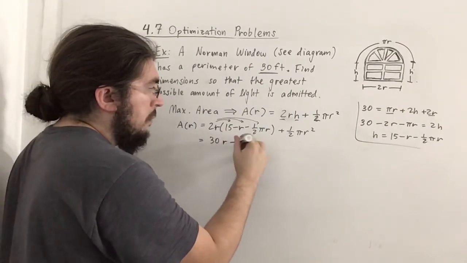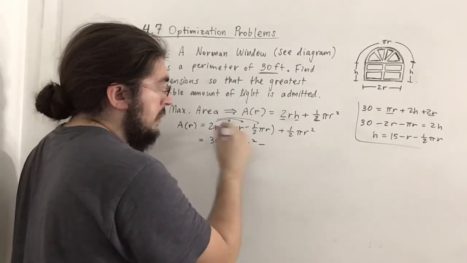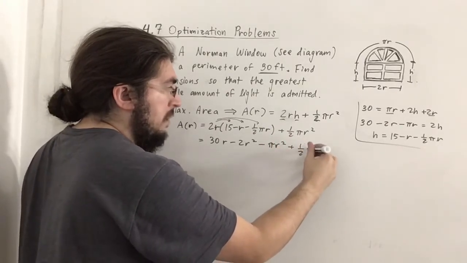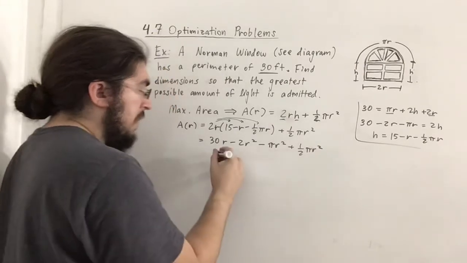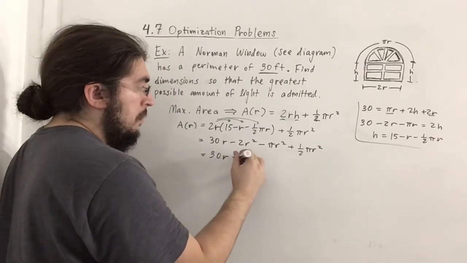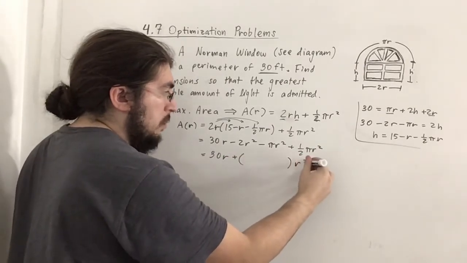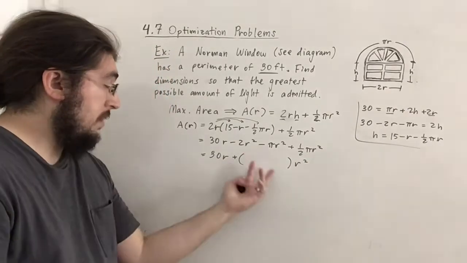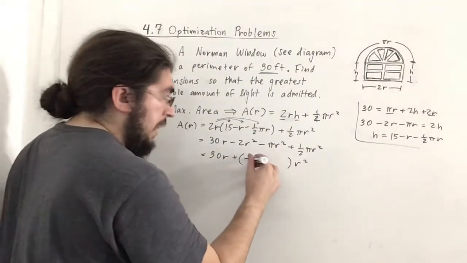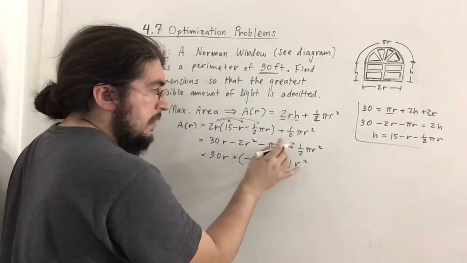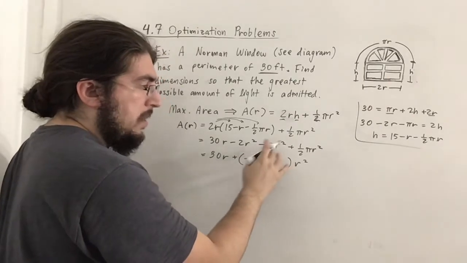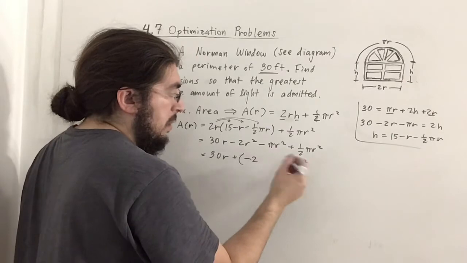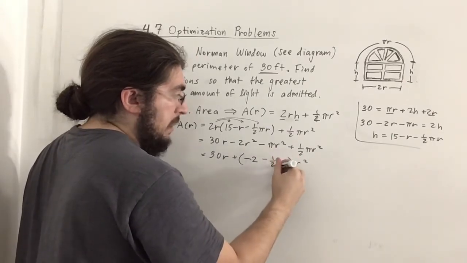So we get 30r minus 2r squared minus 1/2 times 2 cancels, so you just get pi r squared plus 1/2 pi r squared. So in fact, really this is 30r plus something times r squared. Now what that something is, really is going to be a negative value, not a positive, because this would be -2 from this term. And then these two are -1 pi and positive 1/2 pi. Those combine to -1/2 pi. So we'll write -1/2 pi like this.